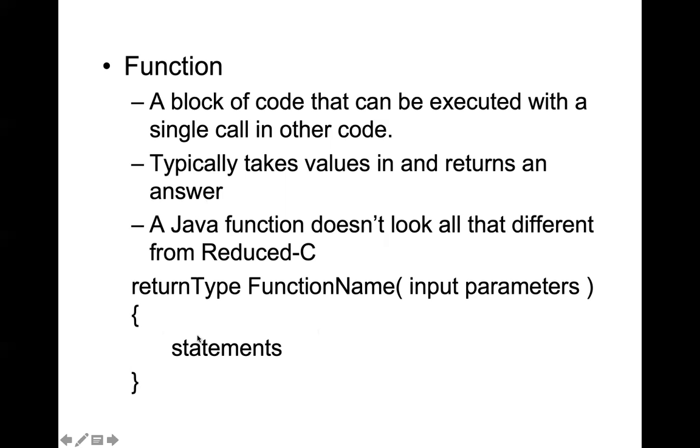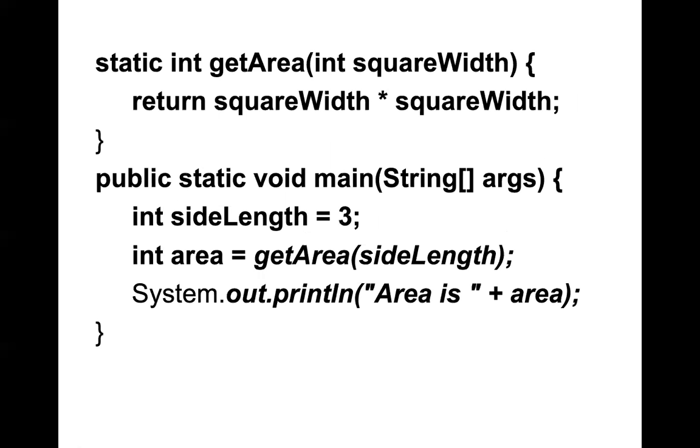And then finally, the function is going to return a value of return type, and return type is just a shorthand on the slide here for one of the data types that Java supports. And so the four types that we've seen so far are int, double, char, and boolean. And of course, a Java function can return any of those. Okay, so now let's apply this idea to the square example.